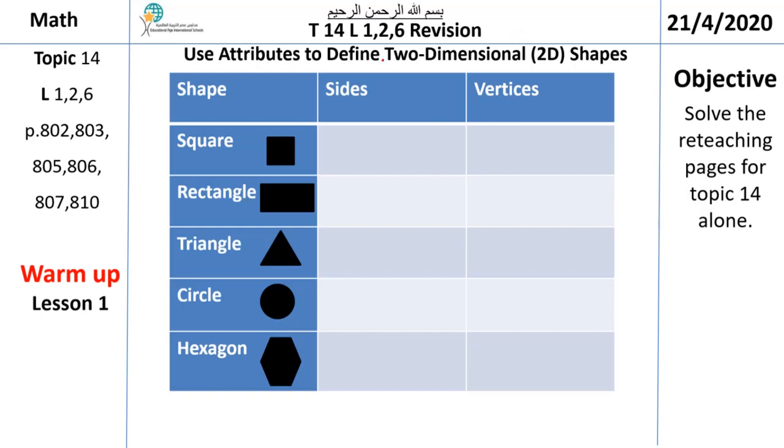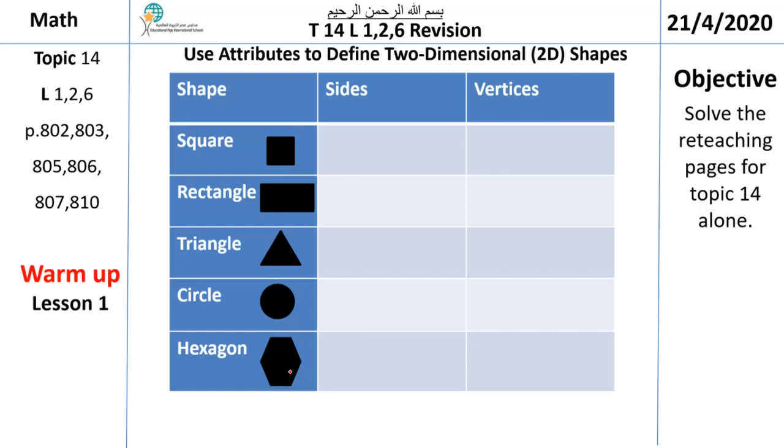Now, the lessons that are included are lessons 1, 2, and 6. Let's start with lesson 1, which is called Use Attributes to Define Two-Dimensional Shapes. Now, do you remember the 5 two-dimensional shapes that we took, the 2D? They were square, rectangle, triangle, circle, and hexagon.